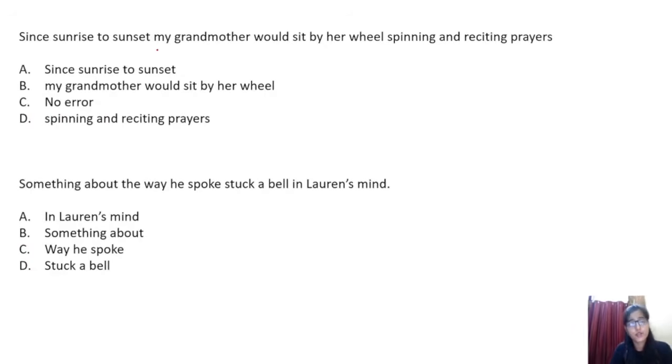Since sunrise to sunset, my grandmother would sit by her wheel spinning and reciting prayer. Well, most probably you'll be aware of that part. If I'm telling you about the English level that is asked in TCS, it's not that difficult. It's the simple things which we have already gone through in our school life. We have already read all these sort of things, right? So just a sort of revision you have to do. You have to practice the questions which have been previously asked. I'm not saying that you have to put in very much effort.